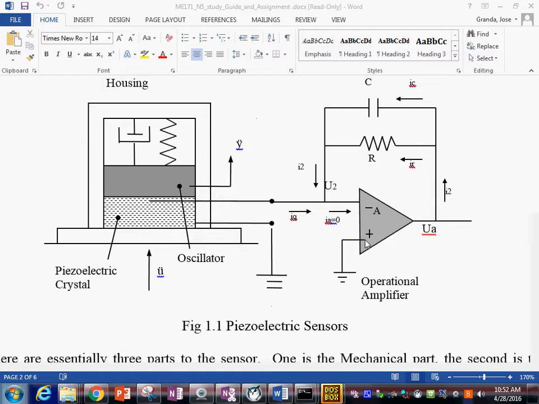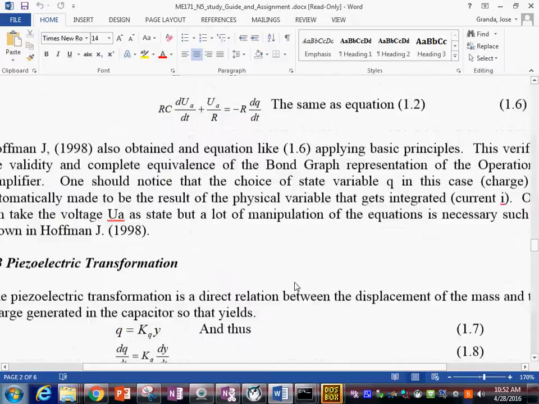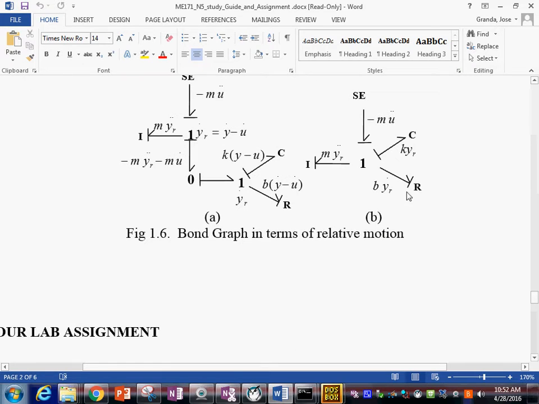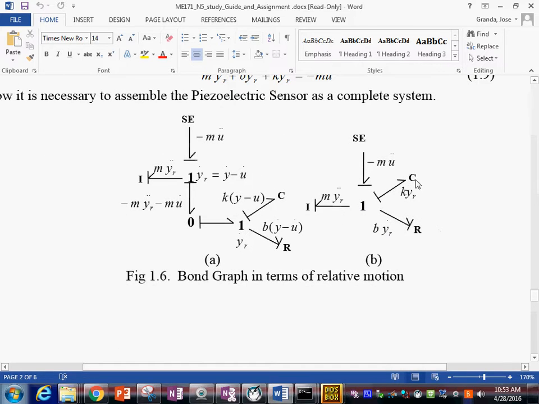What is left at this point for me to do is to begin putting together the entire system, and then let's experiment with the different possibilities of our operational amplifier and the different difficulties that we can have with it. So I gave you on that write-up the model of the mechanical part, which I am going to do first. I had it all nice and simplified. So let's enter this first, and then we'll do the piezoelectric transformation and then the circuit.